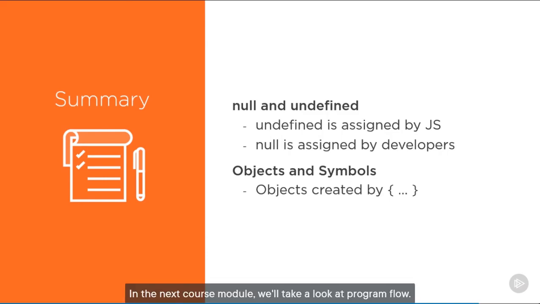In the next course module, we'll take a look at program flow. Normally, our programs have been flowing top to bottom. Like as we write code, the code was executed sequentially from top to bottom. But sometimes you want to jump around and loop, and things don't always happen sequentially. We'll find out more about that in the next module.